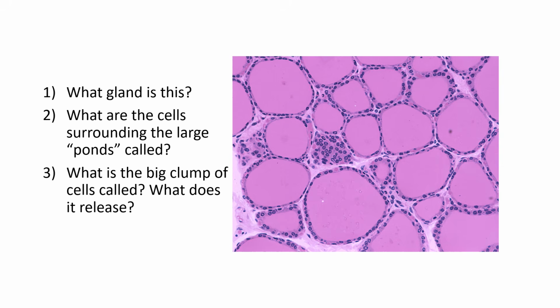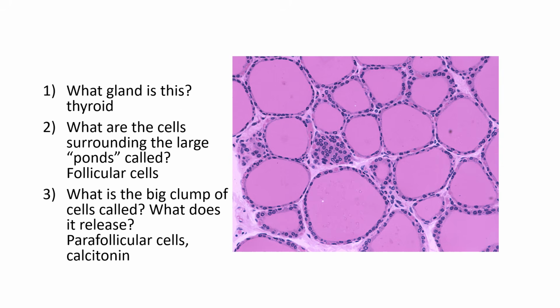Answers in 3, 2, 1. All right, so this is the thyroid, because you see those big smooth ponds. The cells around the ponds are follicular cells. Remember those release T3, T4. The big clump of cells that is in between the thyroid follicles, that is your parafollicular cells. It releases calcitonin.